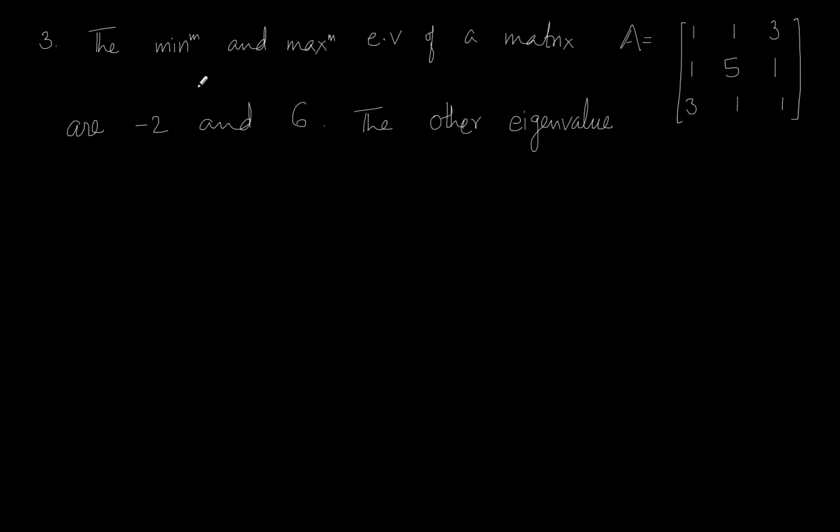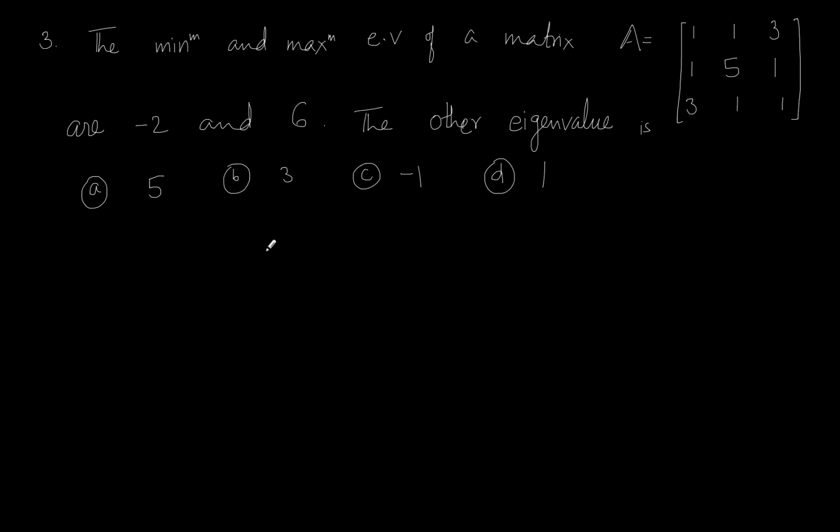Next question is, the minimum and maximum eigenvalue of the matrix A, which is given by 1, 1, 3, 1, 5, 1, 3, 1, 1. Eigenvalues are given as minus 2 and 6. So the other eigenvalue is, options are 5, 3, minus 1, 1.